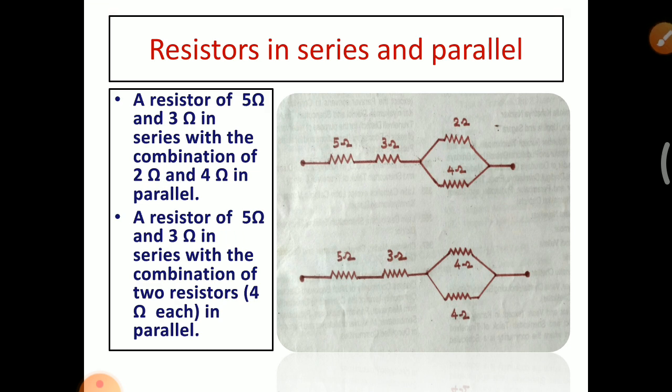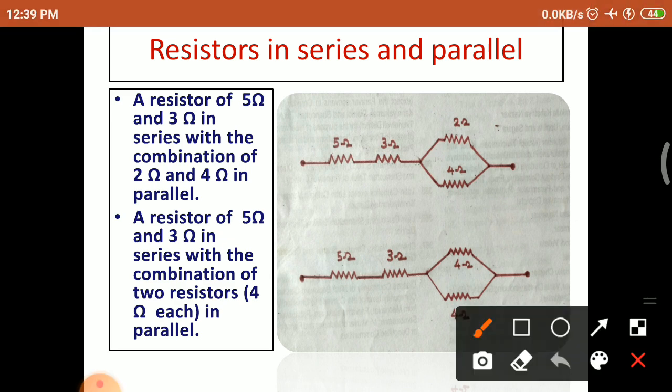The next one, resistors in series and parallel. A resistor of 5 ohm and 3 ohm in series. See in this solution, here a resistor of 5 ohm and 3 ohm are in series. So I connected the 5 ohm and 3 ohm in series with the combination of 2 ohm and 4 ohm in parallel. You have to connect the 2 ohm and 4 ohm resistors in parallel combination. Then this combination connects with this series of 5 ohm and 3 ohm.